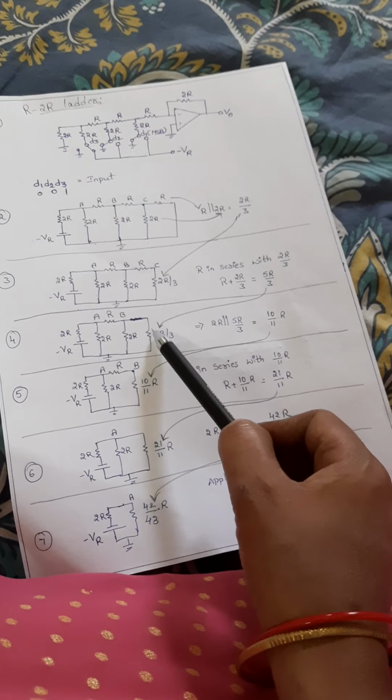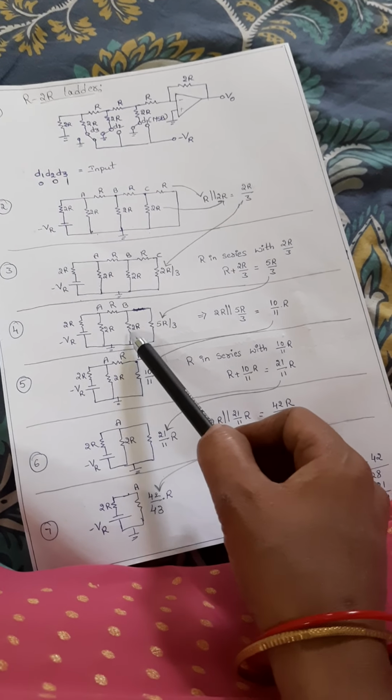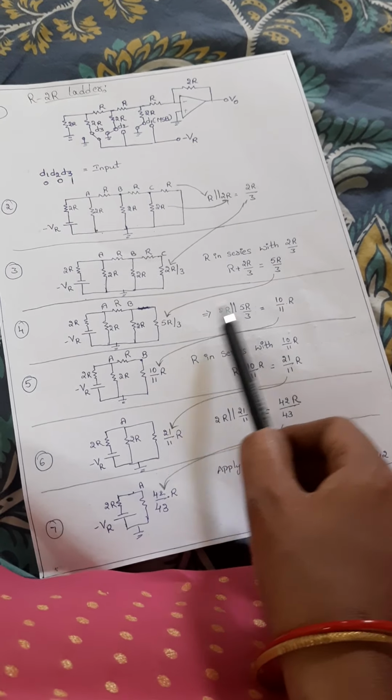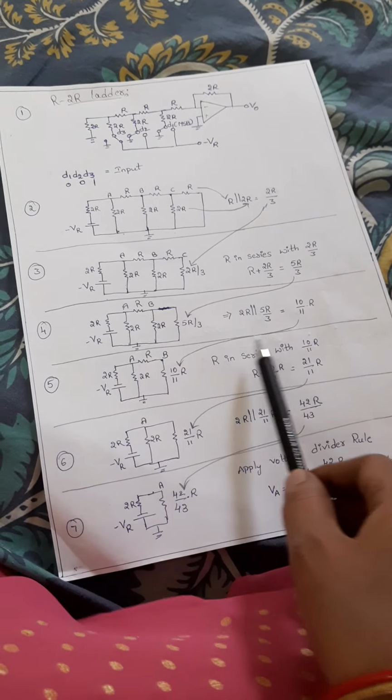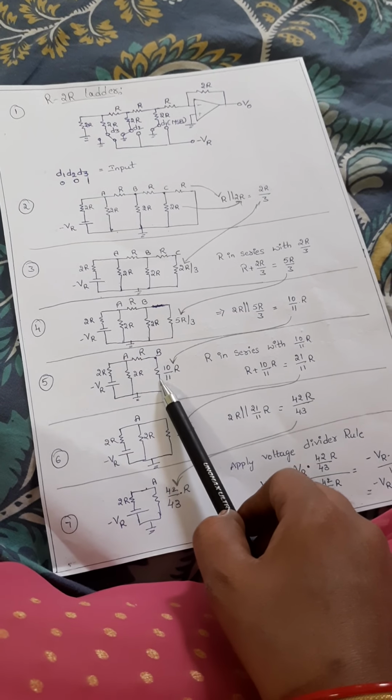So 5R by 3 is in parallel with again 2R. So 2R in parallel with 5R by 3. If you calculate, you are going to get 10R by 3. Don't forget to mention the nodes. So here you are going to get 10R by 3.